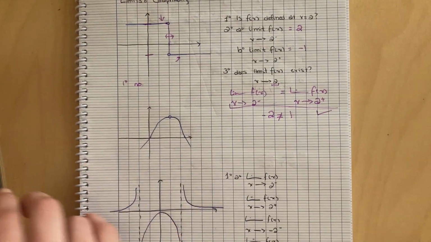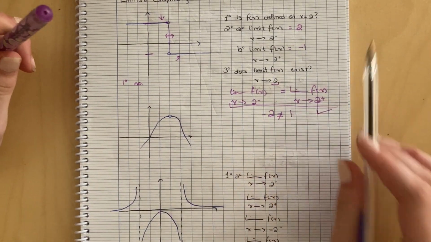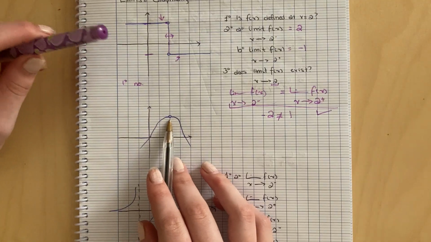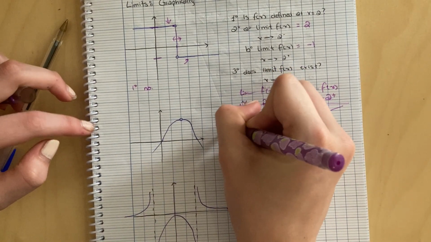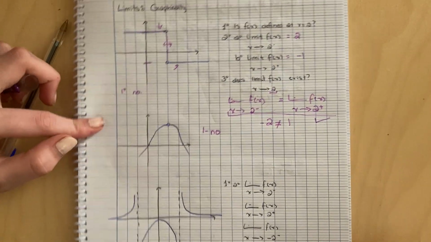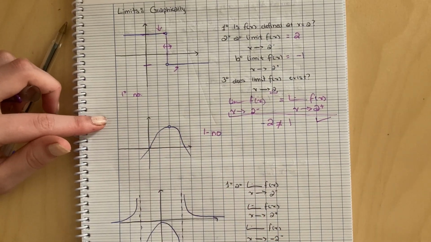Now, we're going to take these 4 questions and apply them to this graph right here. In this graph, you can see that at x equals 2, we have a circle. It's not filled in, which means, let me write it in purple again, question 1: no, f(x) is not defined at x equals 2 because we have no solid filled in dot.